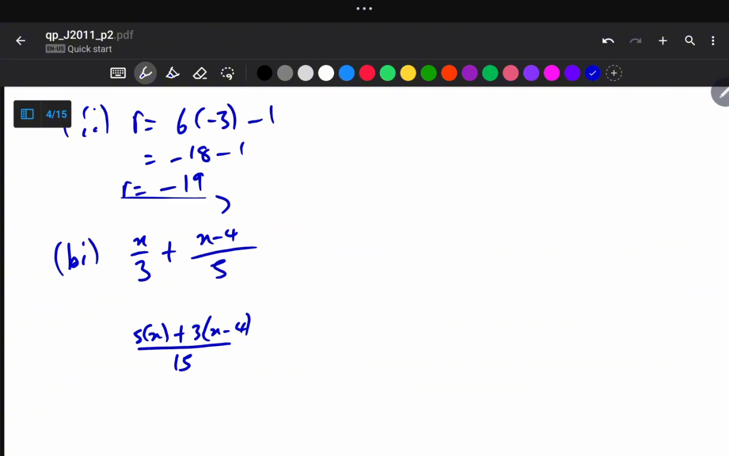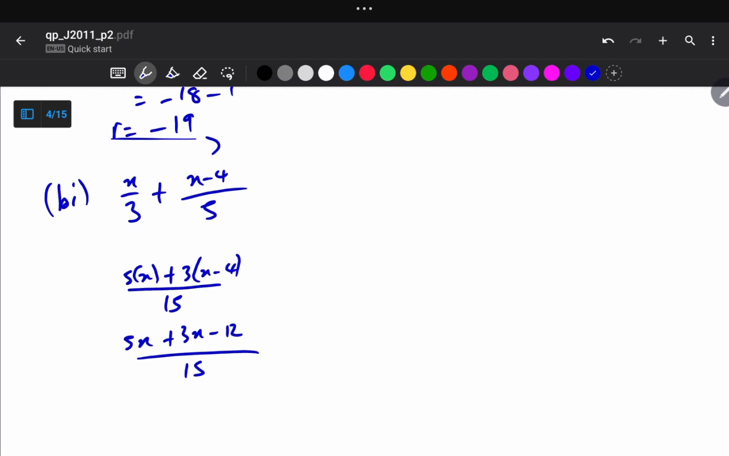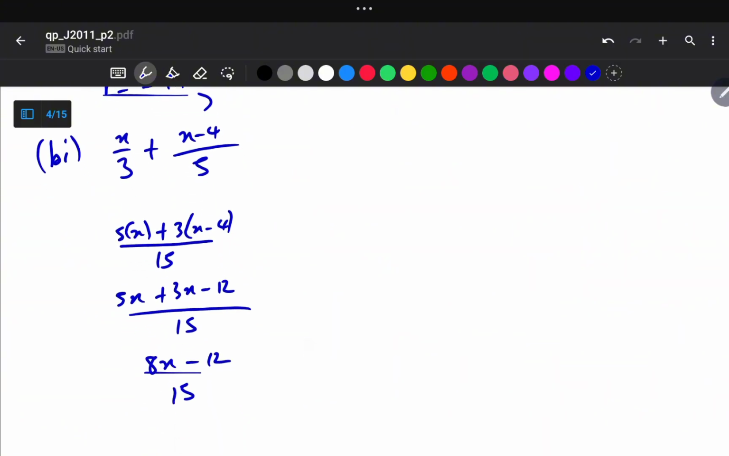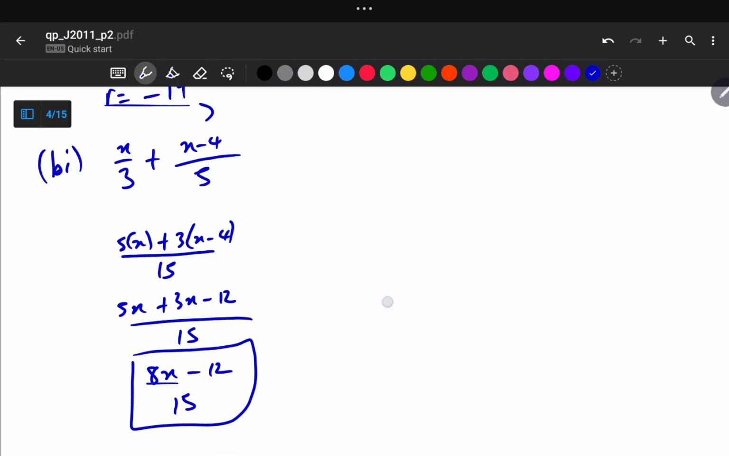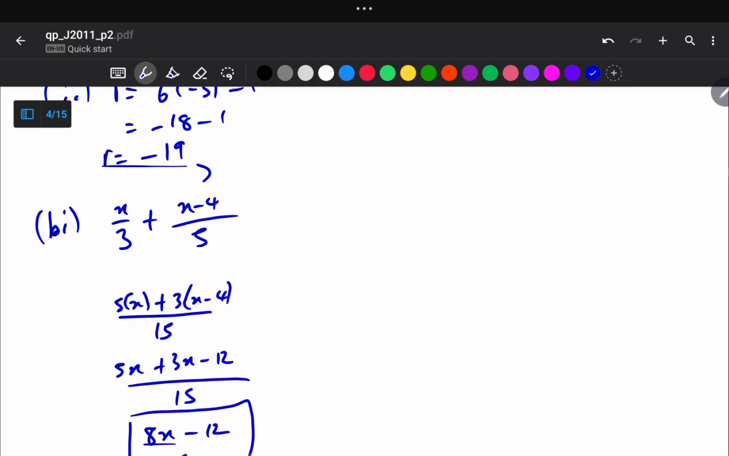So let us simplify. On the numerator, we now have 5x plus 3x minus 3 by negative 4, which gives us 12, over 15. So 5x plus 3x gives us 8x minus 12 over 15. So this is our final answer as a single fraction.